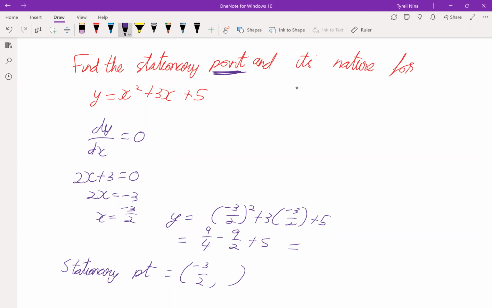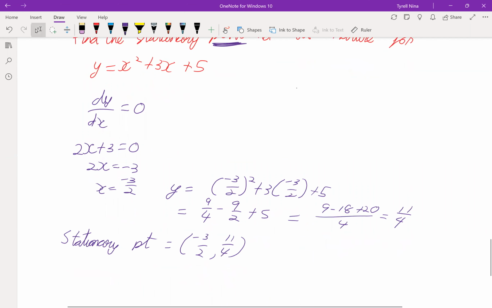So this becomes everything over 4: 9 minus 18 plus 20, which is 11 over 4. Is that what y'all got instead? And then for the stationary point, for the nature, we do d2y over dx squared, which in this case is 2. And since it is greater than 0, it is a min point.